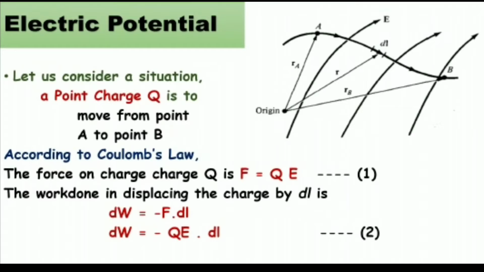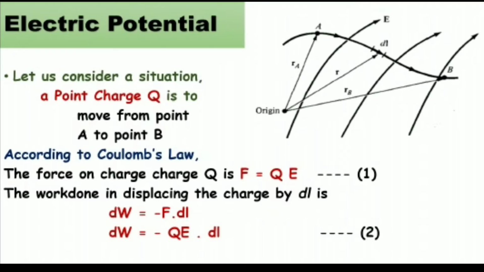Okay. Let us consider a situation. A point charge Q is to move from point A to point B, as we discussed just now. According to Coulomb's law, the force on charge Q is, we know the formula, F is equal to charge Q into the produced electric field E. That is our first equation.